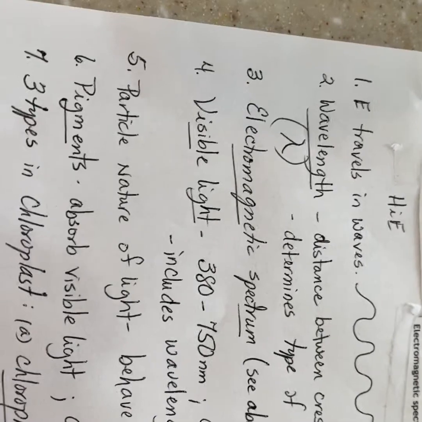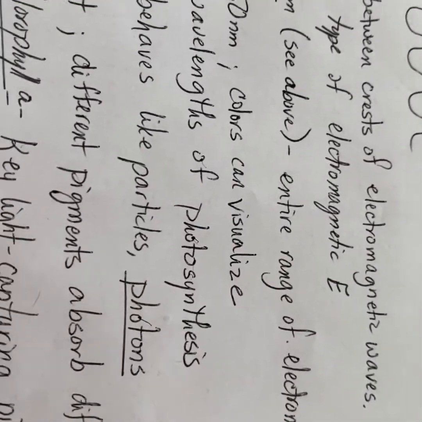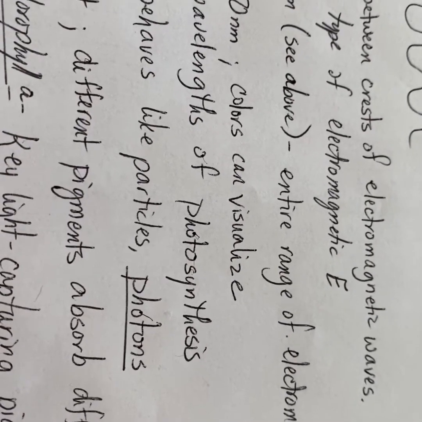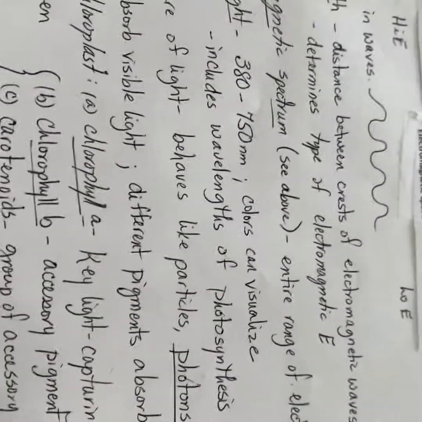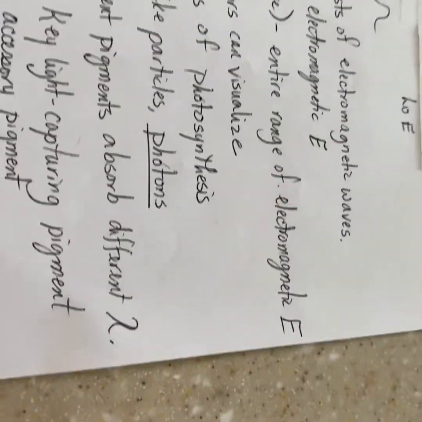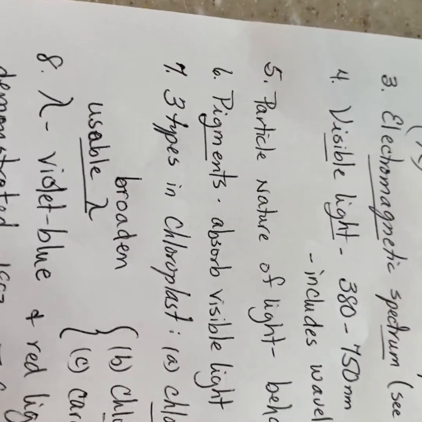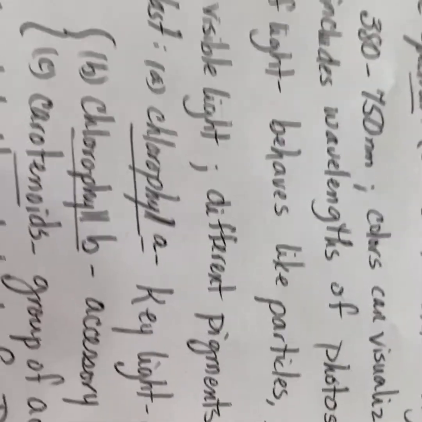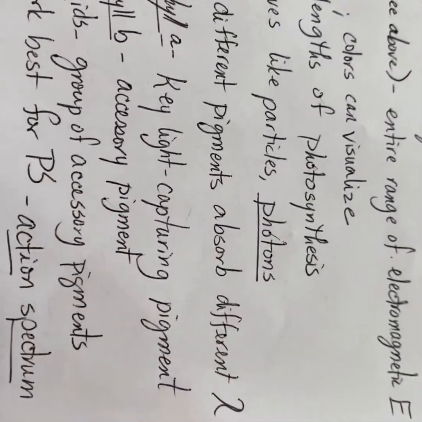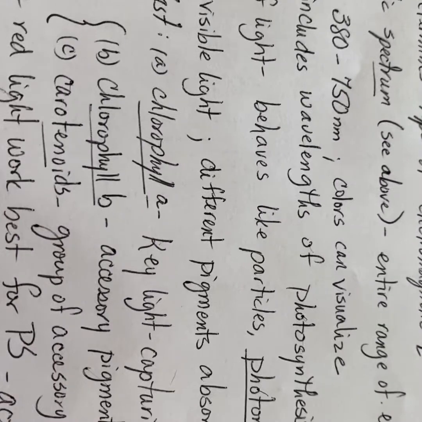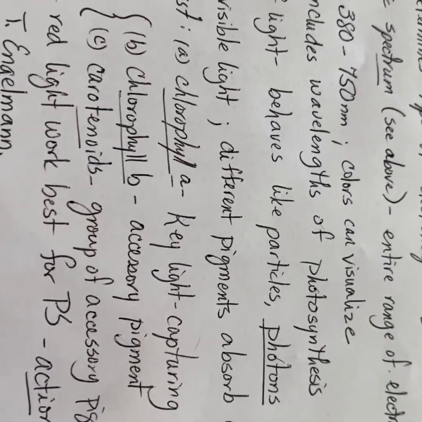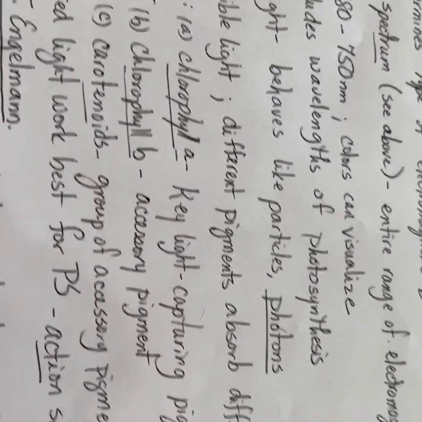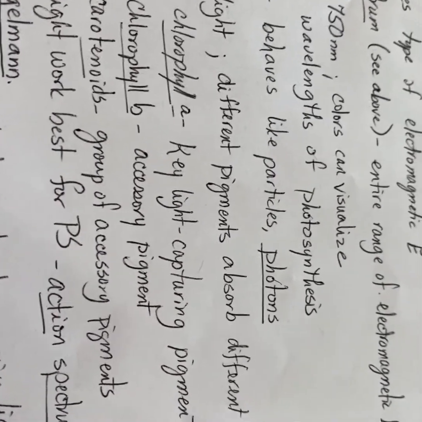When we talk about the particle nature of light, it behaves like particles, and they are called photons. Pigments absorb visible light energy. Different pigments absorb different wavelengths. So there are 3 types of pigments in the chloroplast. Chlorophyll a, that's your key light capturing pigment. Chlorophyll b, which is your accessory pigment. And then we have carotenoids, and they are also accessory pigments.